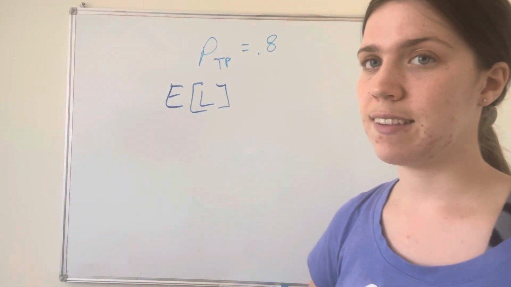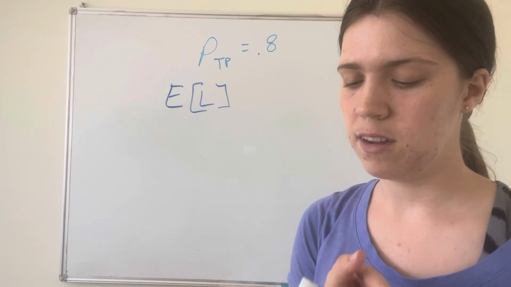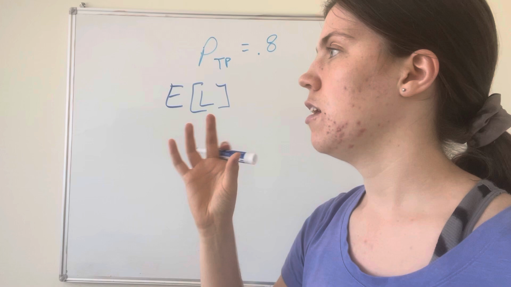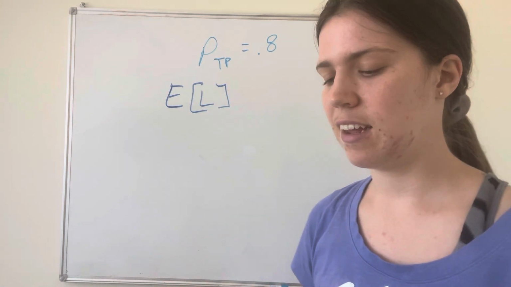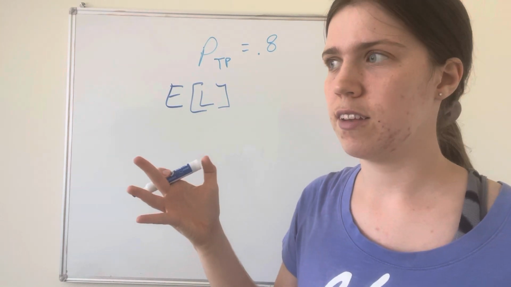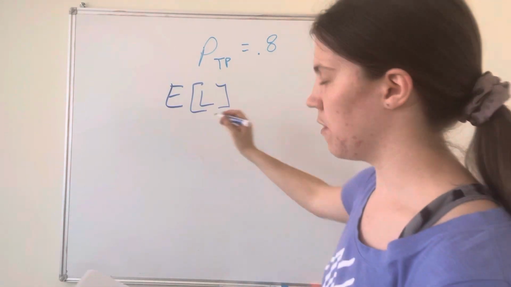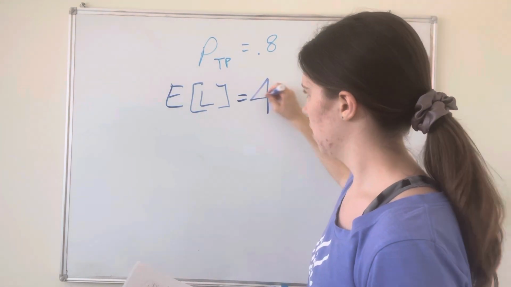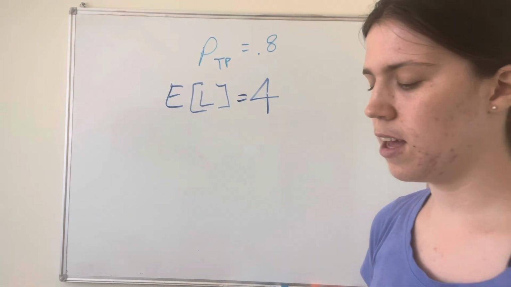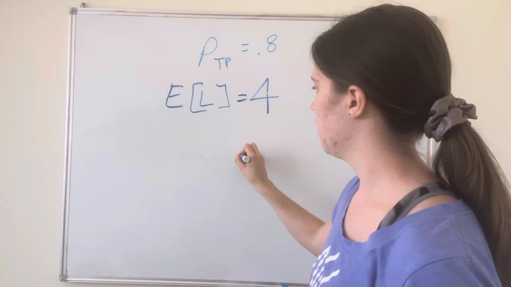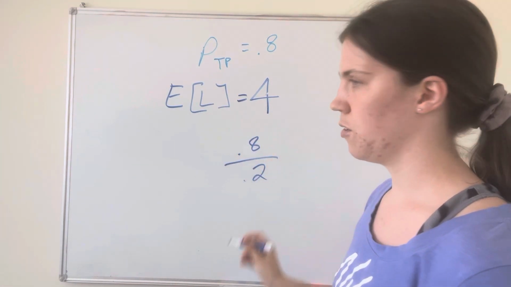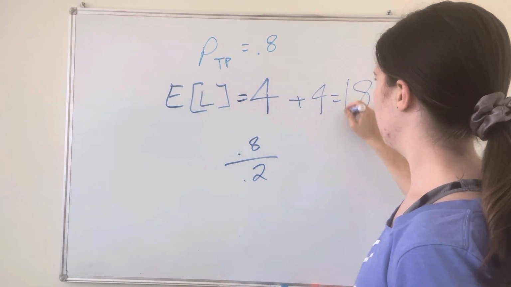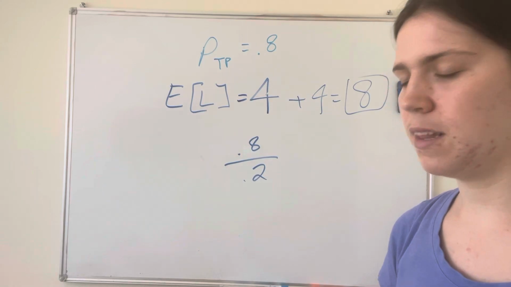All we have to do is add the E of L for the bread, so the average number of customers for the bread, to the average number of customers in the toppings and payment. It makes sense, if you're asking how many customers are in the process, just add the two processes together. We found this last time, the E of L for bread is 4. And then our E of L formula is rho over 1 minus rho. So all we have to do is 0.8 divided by 0.2, 1 minus 0.8, and that'll give us 4. So there's an average of 8 people in the two-step process total.